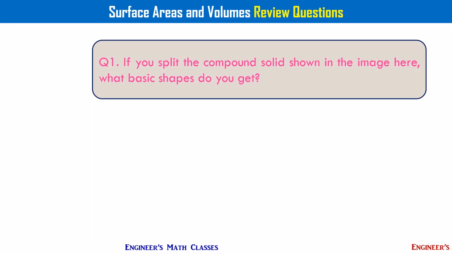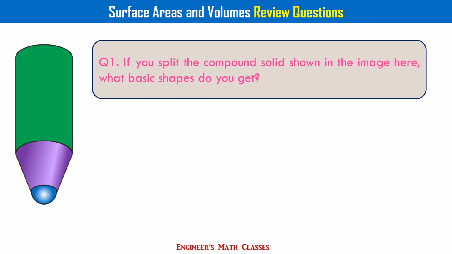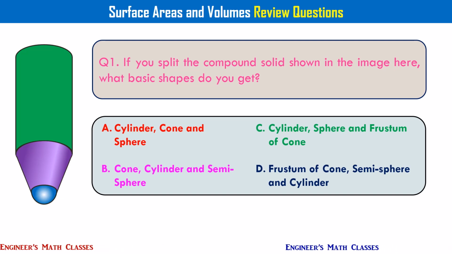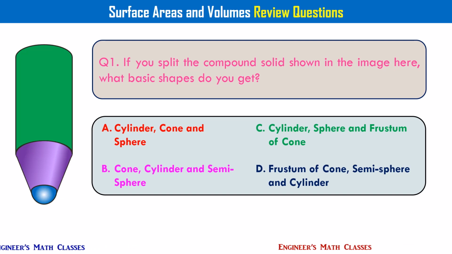The first question: if you split the compound solid shown in the image here, what kind of basic shapes do you get? So this is the shape that is given, and the options are: Option A, cylinder, cone and sphere. Option B, cone, cylinder and semisphere. Option C, cylinder, sphere and frustum of cone. Option D, frustum of cone, semisphere and cylinder.